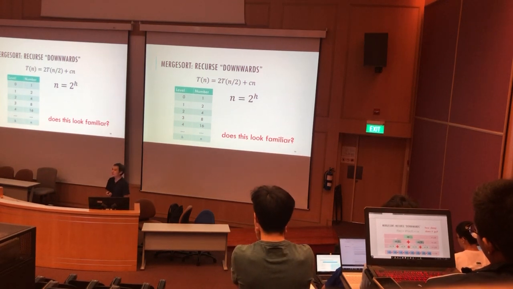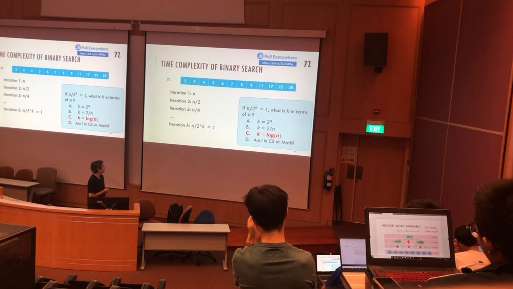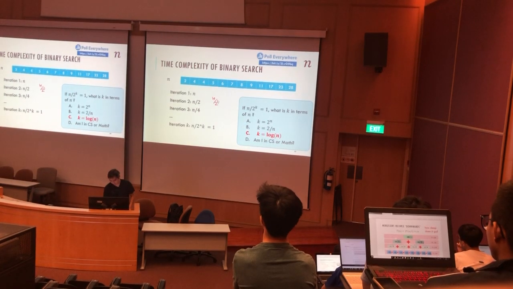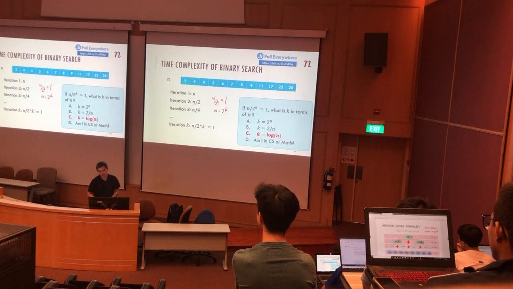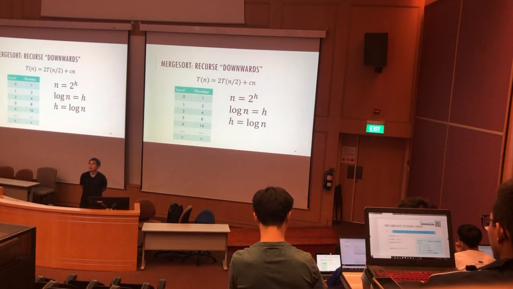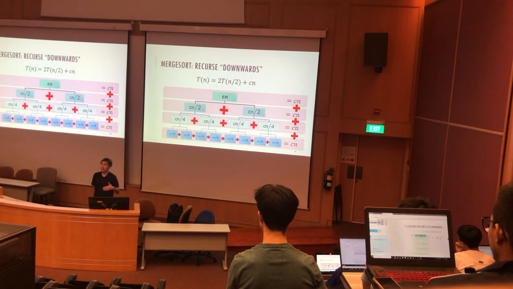So does this look familiar somehow? Have you seen this before? You should. We just solved it in the early part of the class. We said that n over 2^k equals 1, and now we know it's log n. So we do the same thing: h equals log n. So how many levels does it go? It goes log n levels.